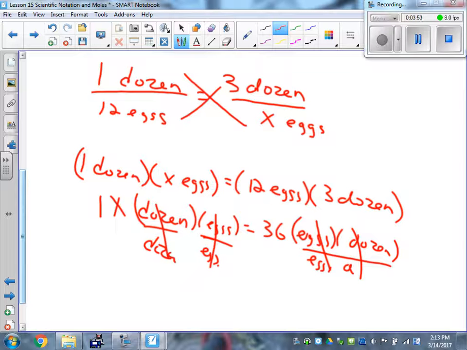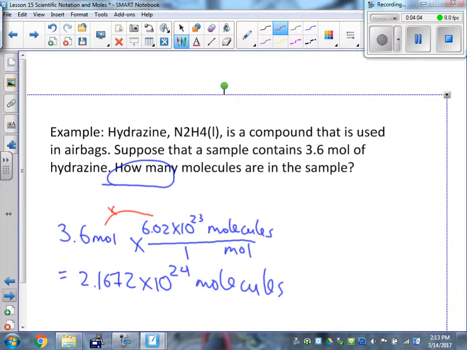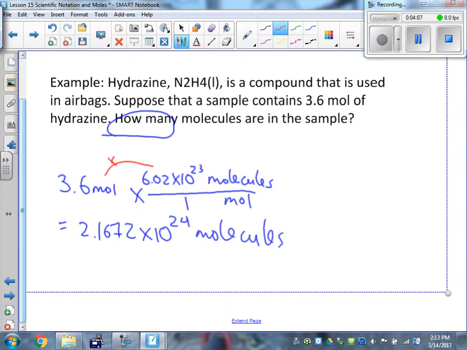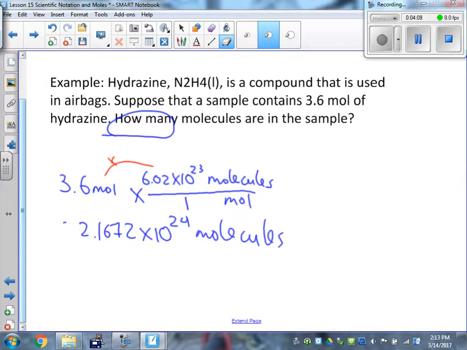Probably a little bit tougher for that one, but if you look at the next example that we did yesterday, this is an example where you flip the fraction over and cancel out like units. So look, 3.6 moles. Moles cancels with moles and you're left with molecules. So that's an option, of course.